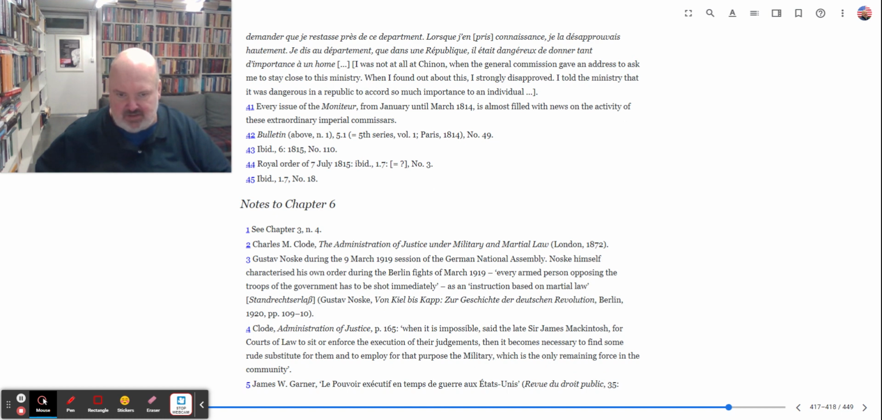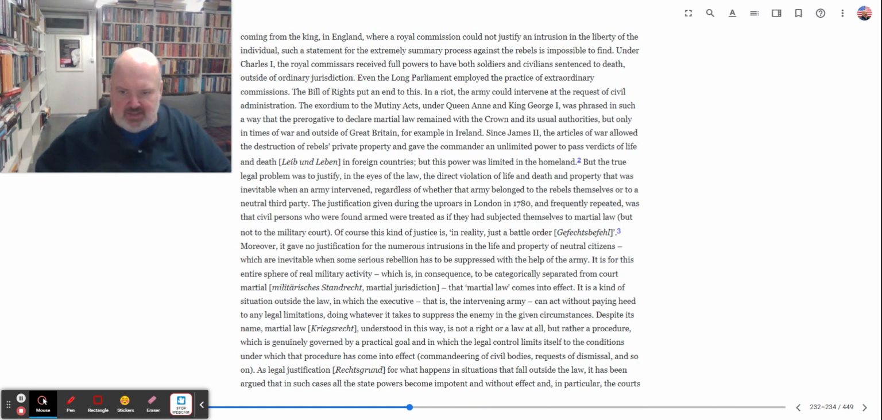This is Charles Code, Minister of Justice under the military martial law. Right? But the true legal problem was to justify, in the eyes of the law, the direct violation of life and death of property, which inevitably happens when the army intervenes, regardless of whether the army belonged to the rebels themselves or to a neutral third party. The justification given during the uproars in London in 1780 and frequently pleaded was that civil persons who were found armed were treated as if they were subject to martial law, but not to the military court. In other words, they were subjected to the imposing of order as if there was martial law, but there was no military court. It was civil courts here. Of course, this kind of justice is, in reality, a battle order.